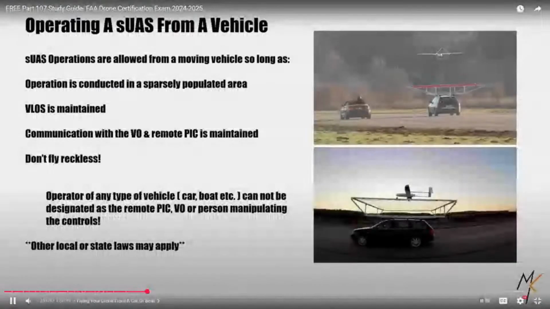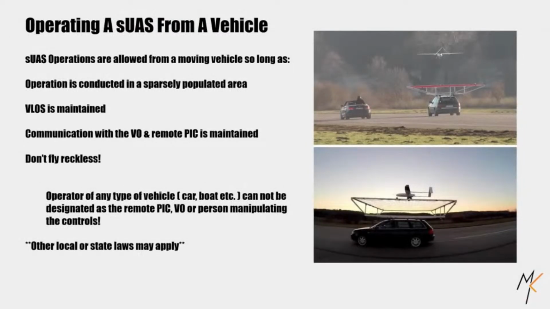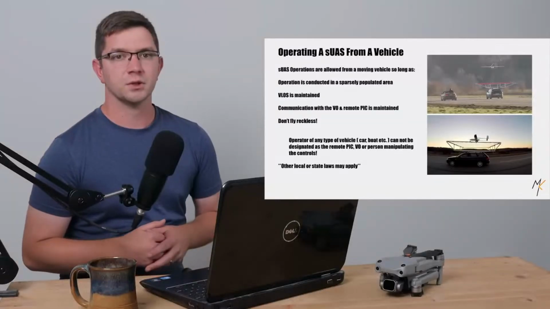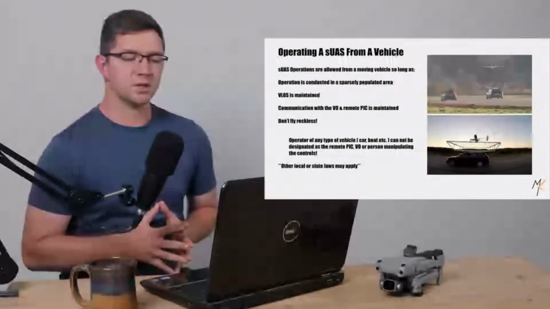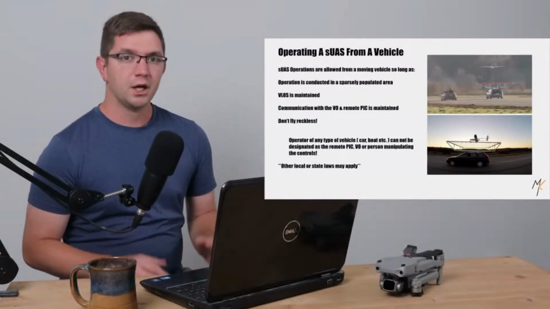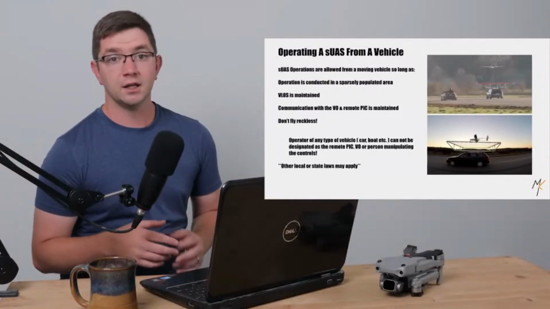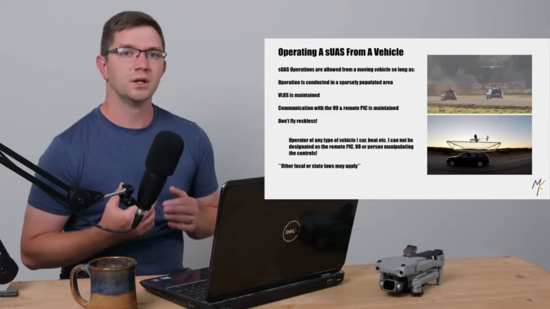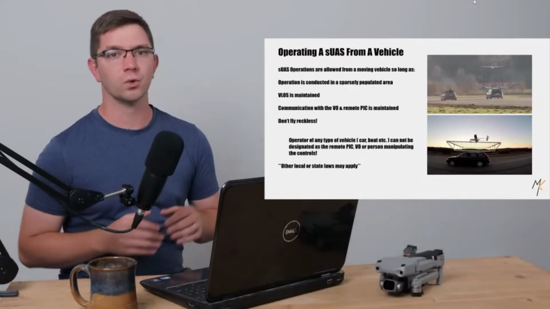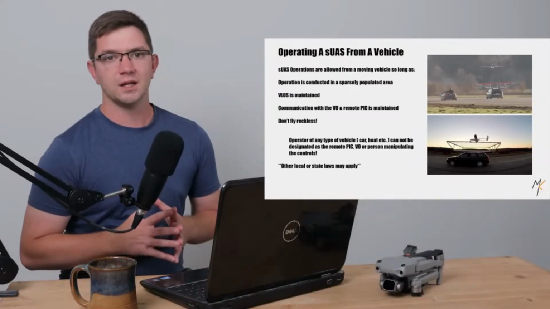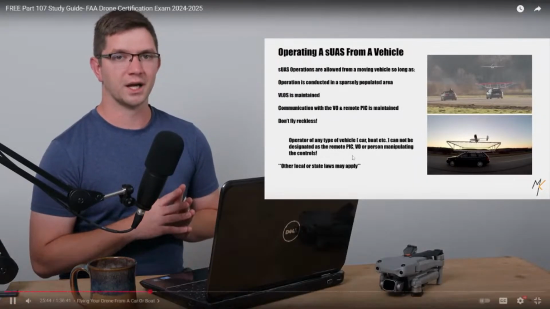Here's how. Flying your drone from a car or a boat. So you are allowed to fly your drone from a moving car or boat. However, it has to be conducted in a sparsely populated area. So few to no people at all. You have to maintain visual line of sight as well as constantly communicate with your crew. So your visual observers are going to be the ones responsible to keeping an eye on your drone. You can't fly the drone recklessly, and the person flying the drone is also not driving the car. It has to be operated by a passenger of the car or the boat. Also, I want to mention that you can't conduct this type of operation from an actual aircraft.